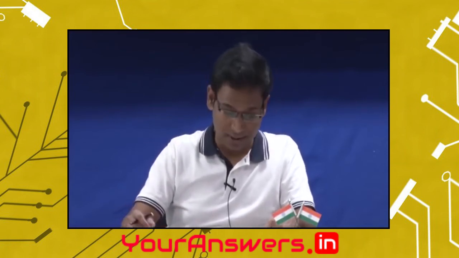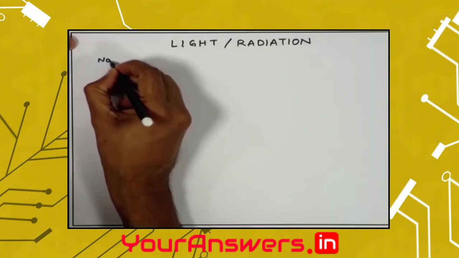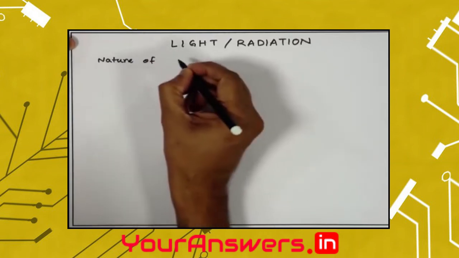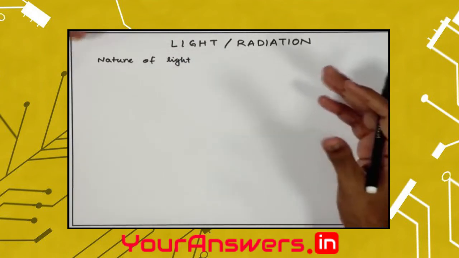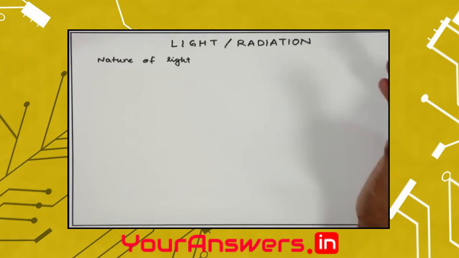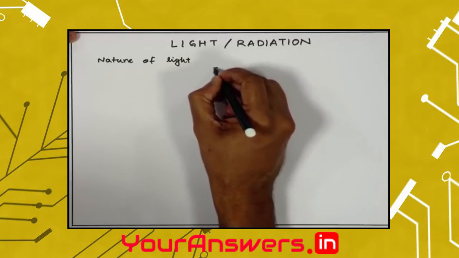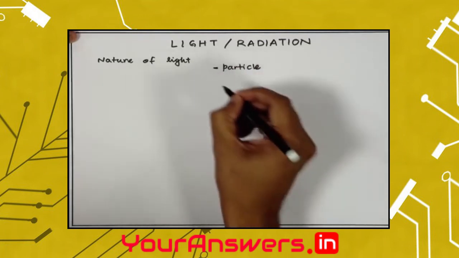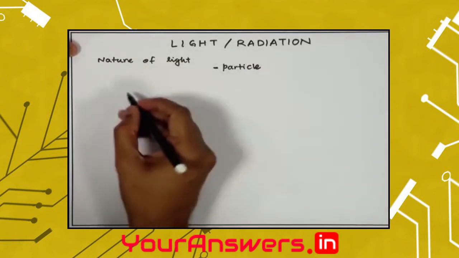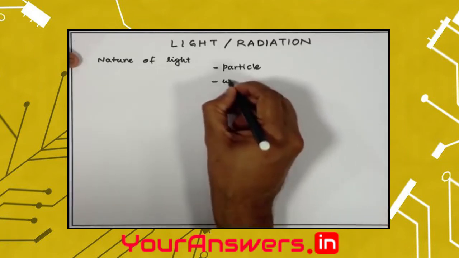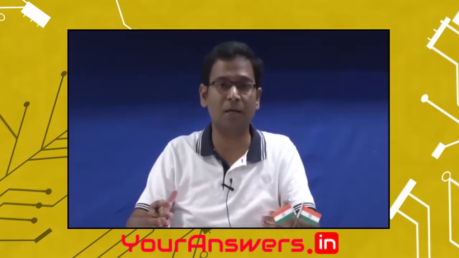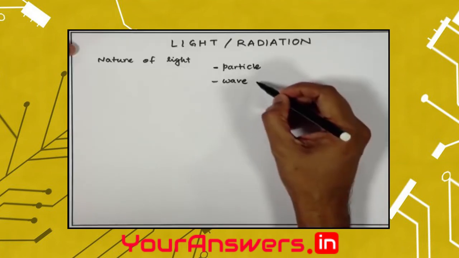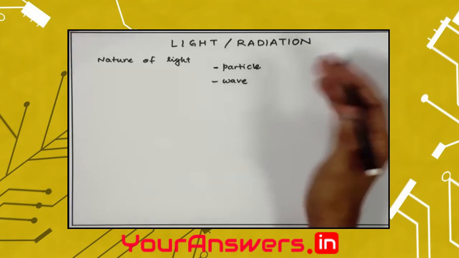Light, although we use it all the time, the nature of light has kept scientists busy for a long period of time. During Newton's time, light was believed to be like particles, the famous Newton's corpuscular theory. Then afterwards, several experiments showed that light has wave-like properties, because light showed diffraction and interference, which are typical wave properties. So it was believed that light behaves like a wave.